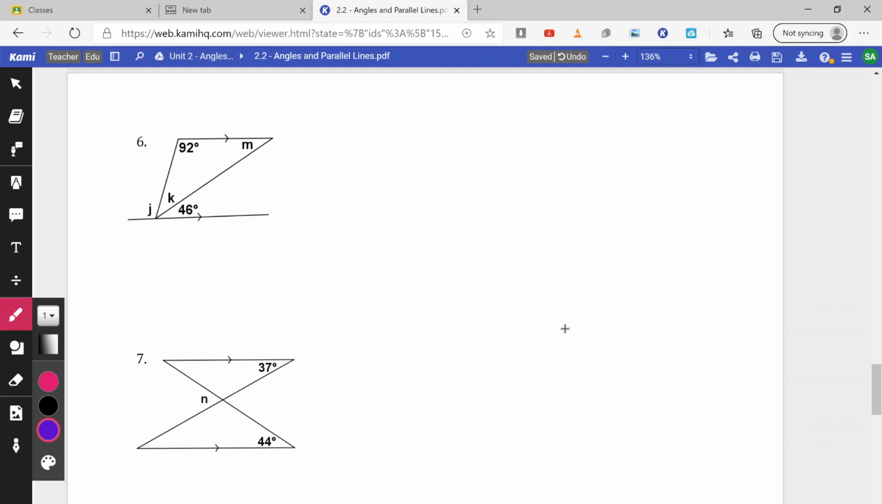Six, we have a triangle, parallel lines. It tells us this top line of the triangle and the bottom line out here are parallel to each other. We're told to find M, K, and J here, so we need to figure out what the particular relationship is. In this case, we have two parallel lines cut by a transversal. If I take a look at M and 46, they are on opposite sides of the transversal on the inside. So we are alternate interior angles, and they are going to be the same. So right off the bat, I can say M is 46 degrees.